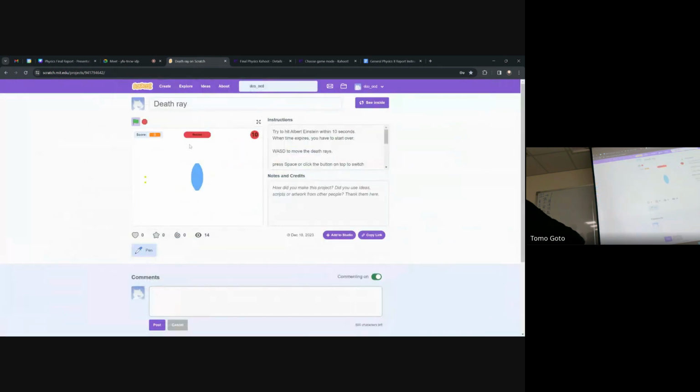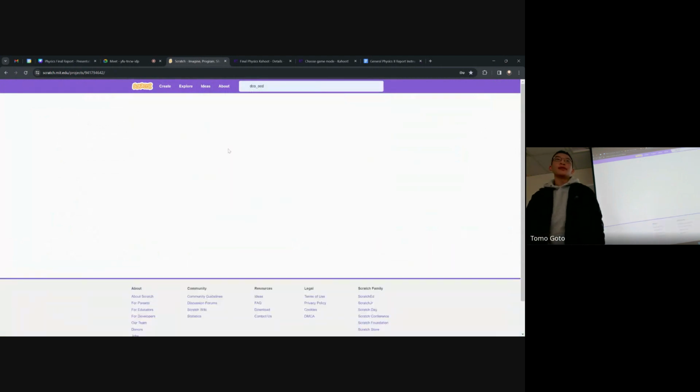So what is this death ray? It's basically light, and then we transform it into a death ray. And the goal is just to hit Einstein. I guess the Wi-Fi is not working with us. You can use this room's Wi-Fi.